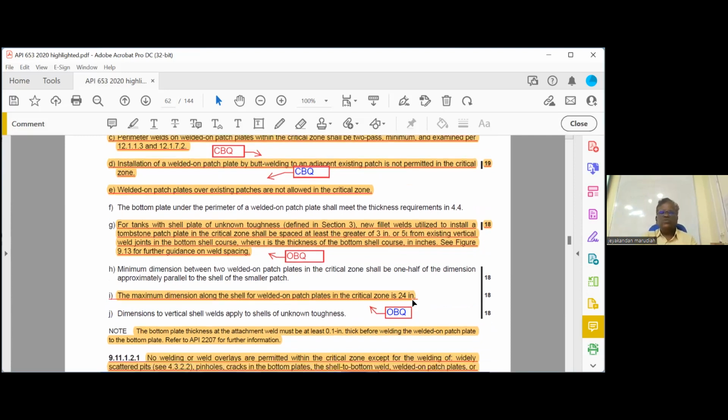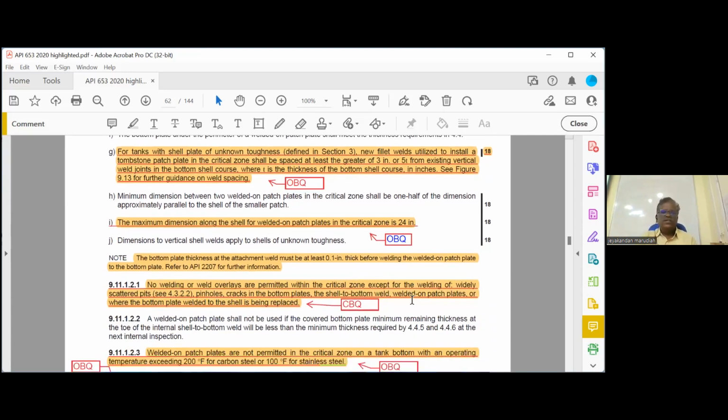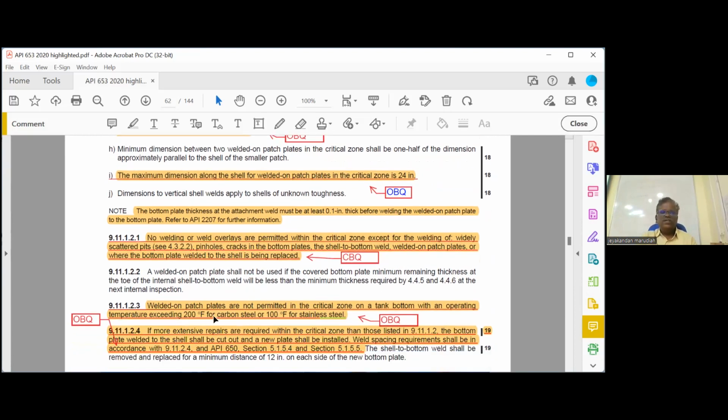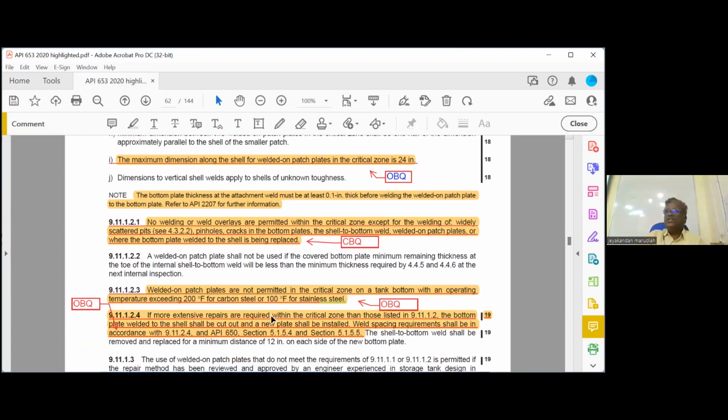Maximum dimension is 24 inch. That is important. Then weld overlays are permitted only for pinholes and cracks, and weld-on patch plates are not permitted in the critical zone operating above 200 for carbon steel and 100 for stainless steel. When repairs are more extensive, we have to cut and replace the plate.